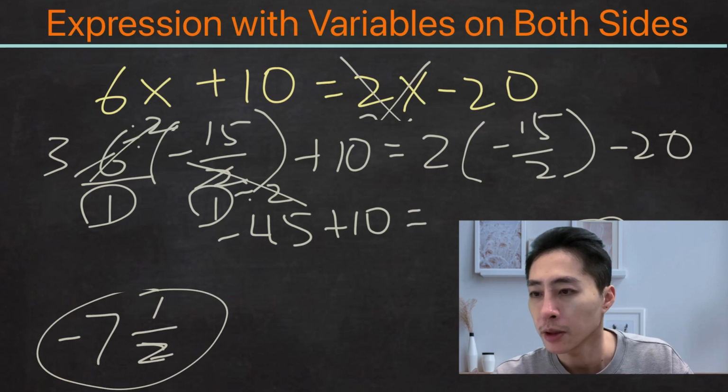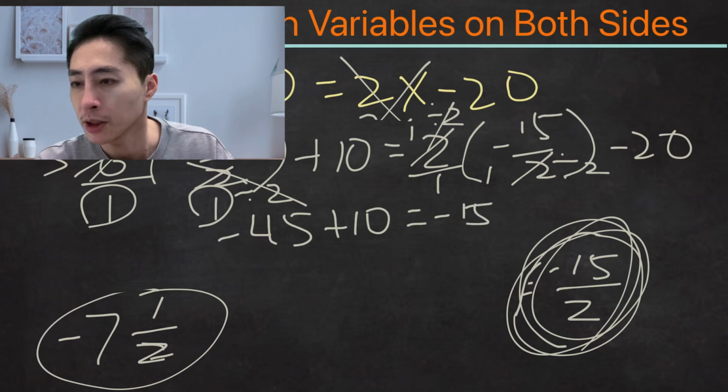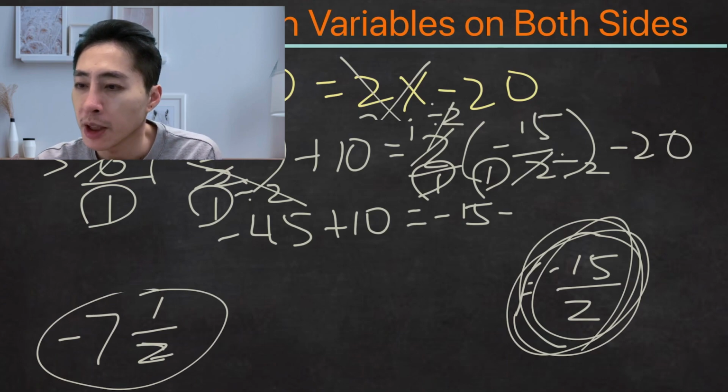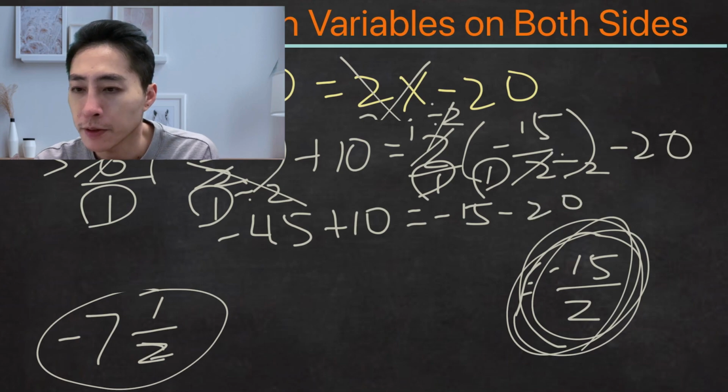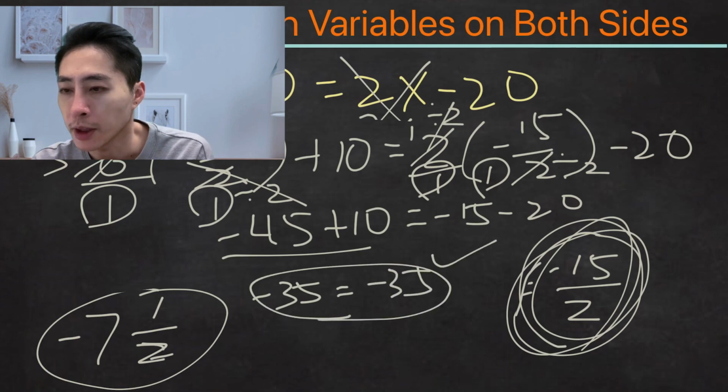And then over here, I see 2 can convert to a fraction, and this will simplify as both of them are divisible by 2. So they basically all become 1. 1 times negative 15 is negative 15, and 1 times 1 is 1. So we don't have to include that. So we have negative 15 minus 20. And so negative 45 plus 10 is negative 35. And negative 15 minus 20 is negative 35. So that tells us that our answer of negative 15 over 2 is correct.